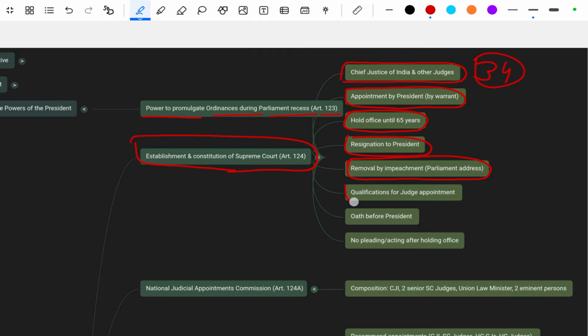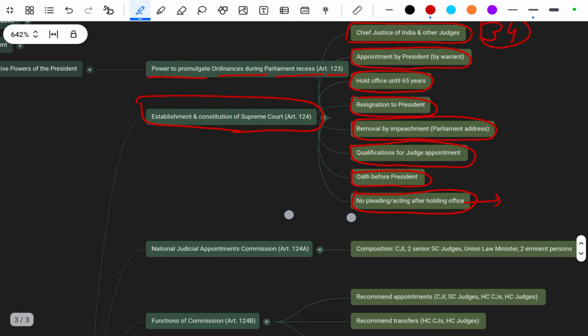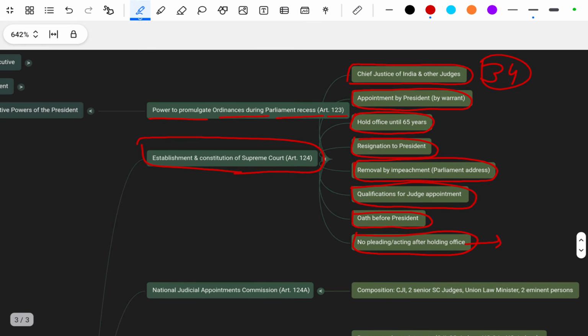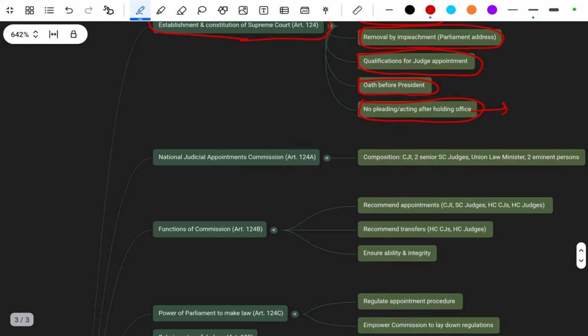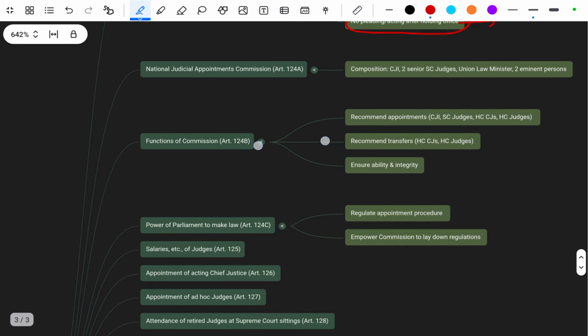Then the qualifications for appointment of judges. Then the oath before the President. No pleading or acting after holding office. There are restrictions on their working after they retire from their office. They resign to the President, and they can be removed by the impeachment procedure by Parliament, which can be initiated in either of the houses.